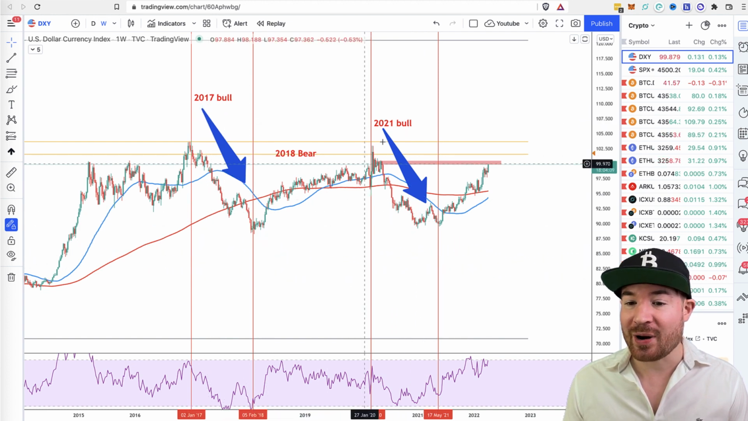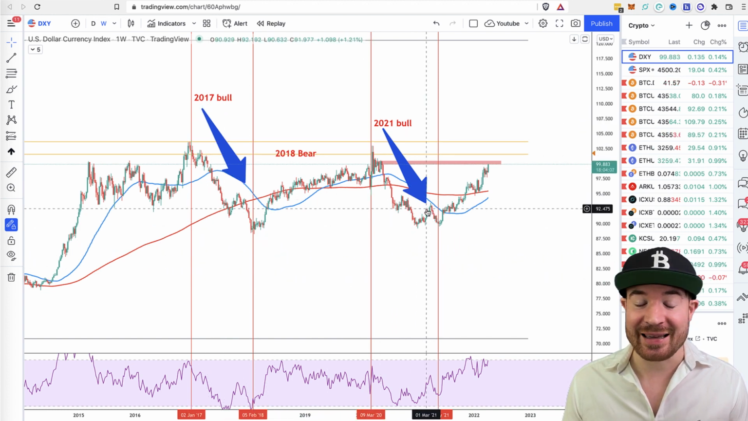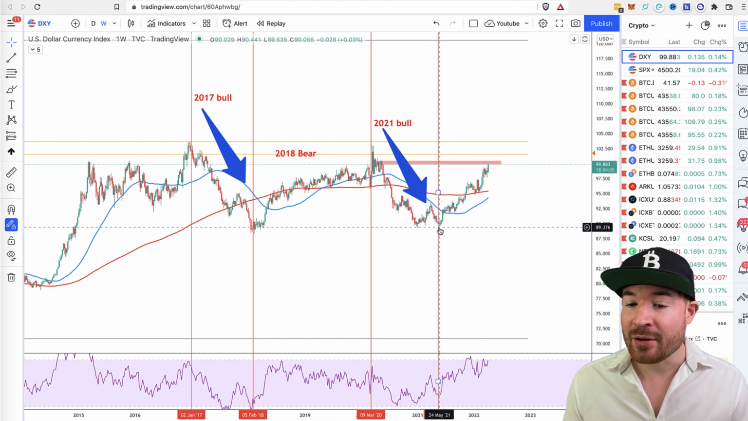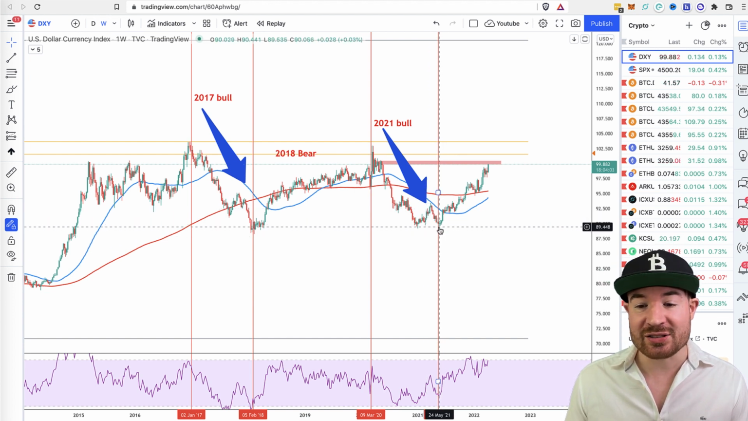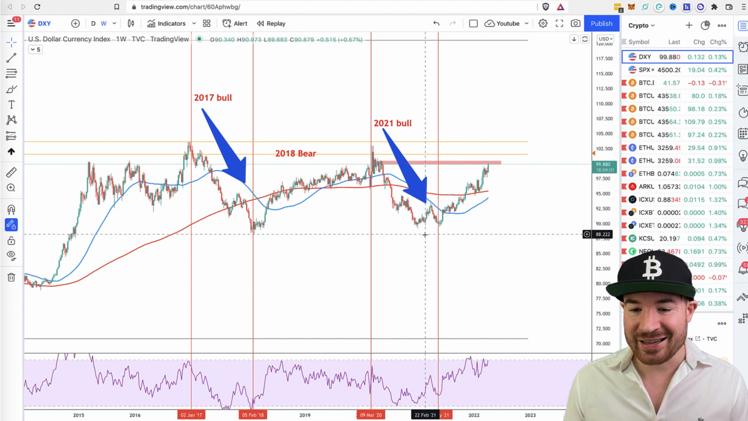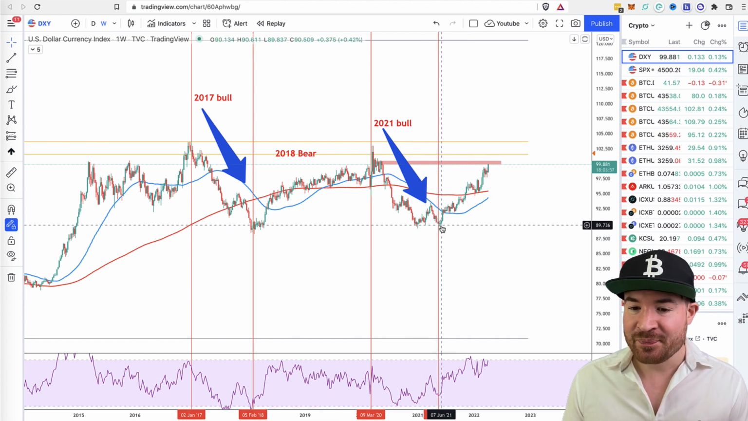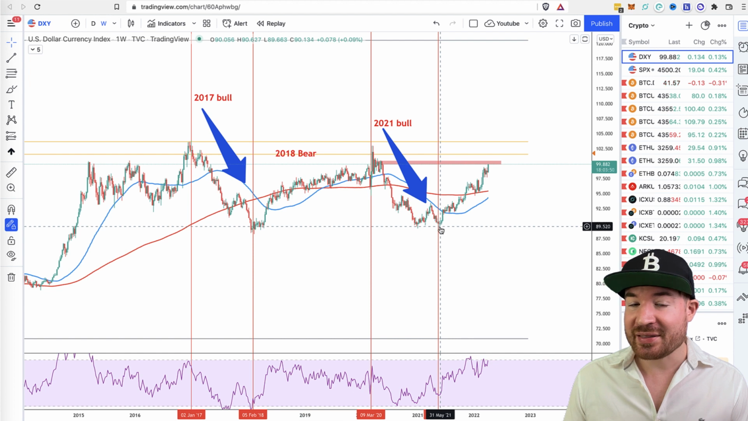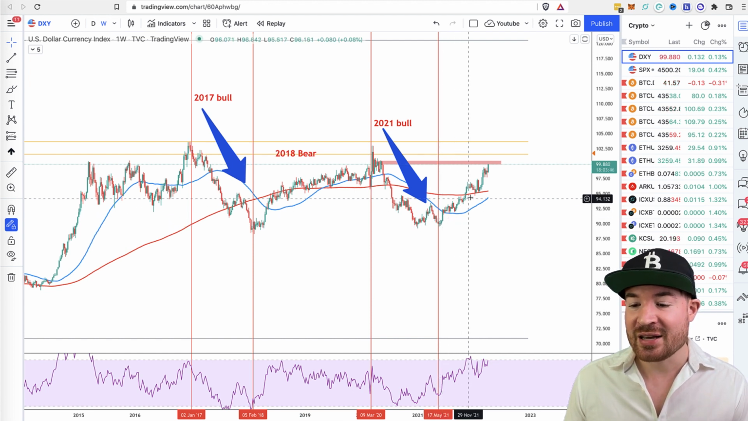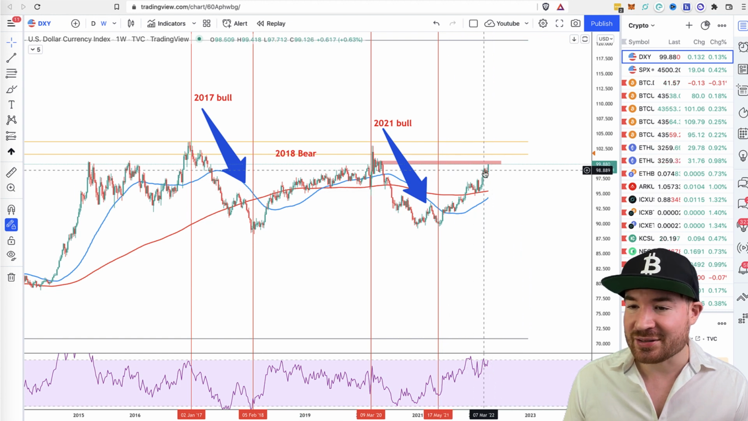Now, this has happened twice before. Is this going to happen again? We don't know for sure. But again, we can see when the dollar index started rising, so the dollar started getting stronger relative to other currencies in that index, you can see that started at the exact first peak when Bitcoin hit that $66,000, and it has only been going higher since.